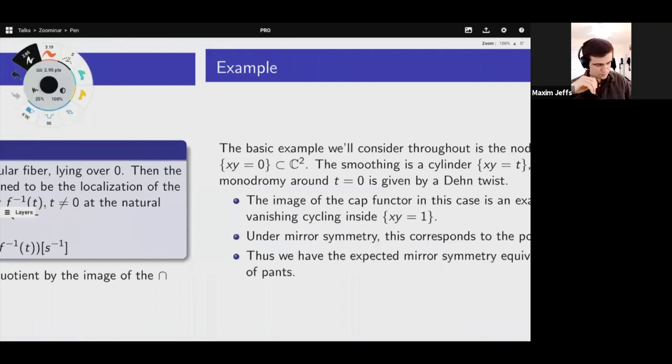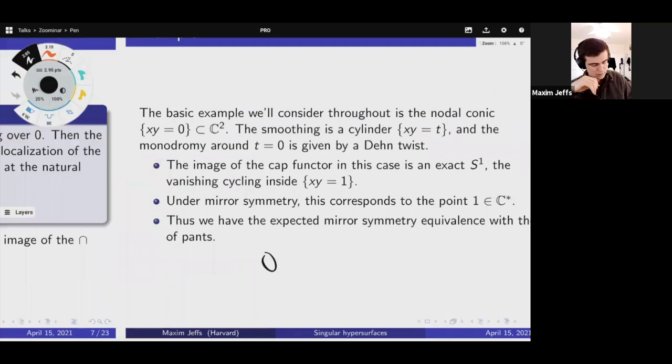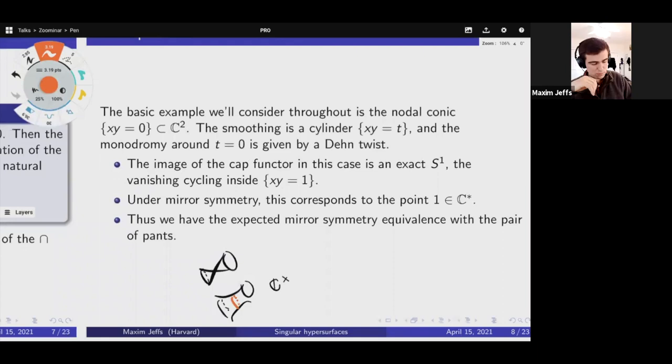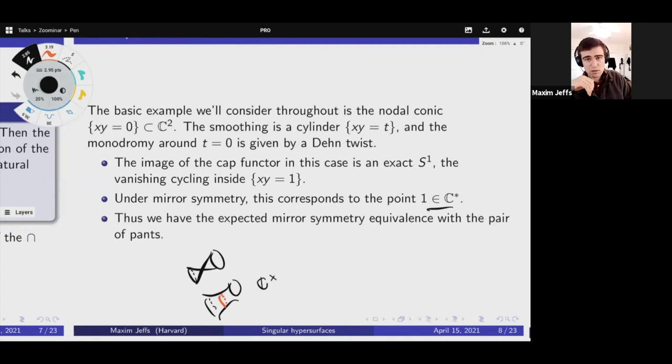And so I guess there's a simple example, which is of this nodal conic, which looks something like this. So the nearby fiber is going to be this C star, and the vanishing cycle in this family is going to be this equatorial S1. And then when I kill this, in the mirror, this corresponds to a single point inside C star. Say this point is 1. And so when I quotient by this vanishing cycle in order to pass to the Fukaya category of the singular fiber, this corresponds to killing the point, or the skyscraper sheaf of the point 1 in C star.